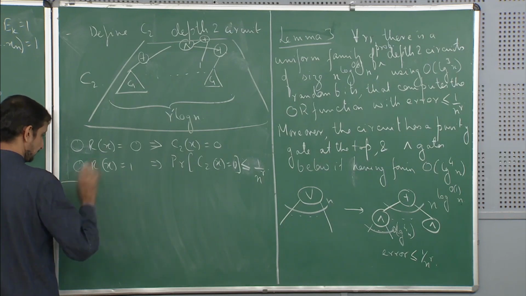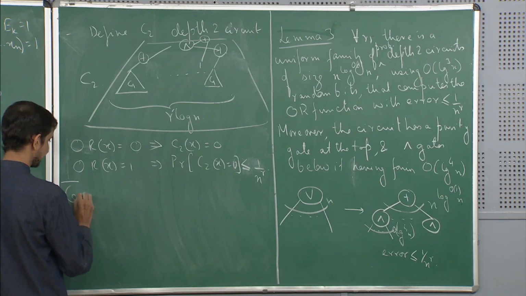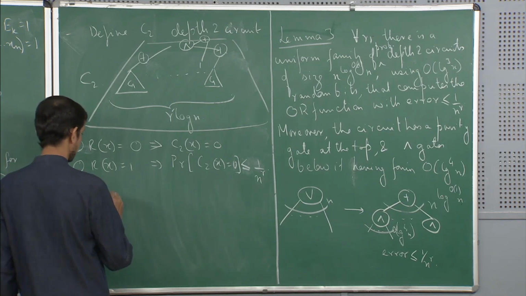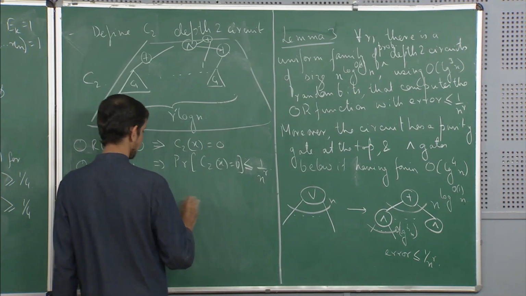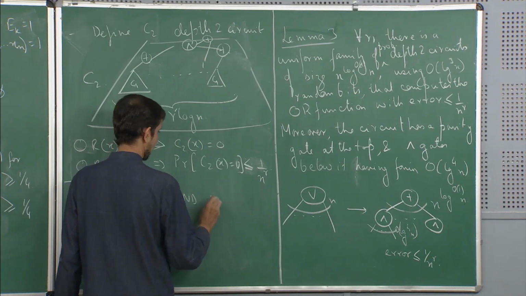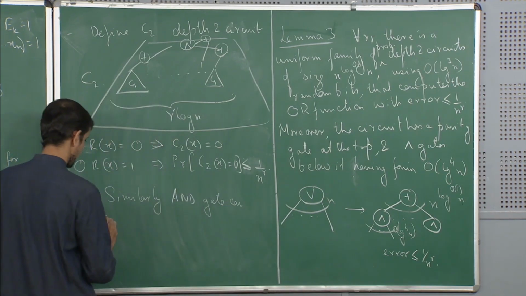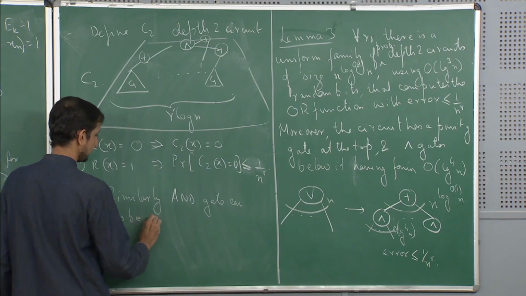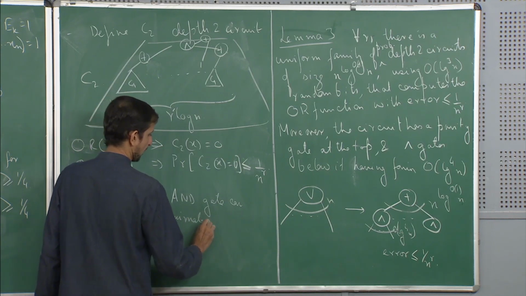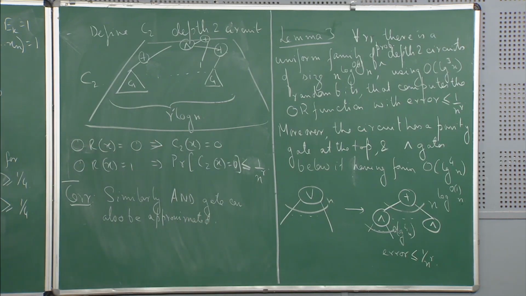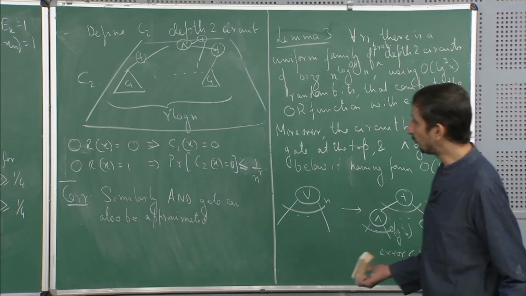So you can think of it. You just write it as a corollary. Similarly, AND gate can also be approximated, right.